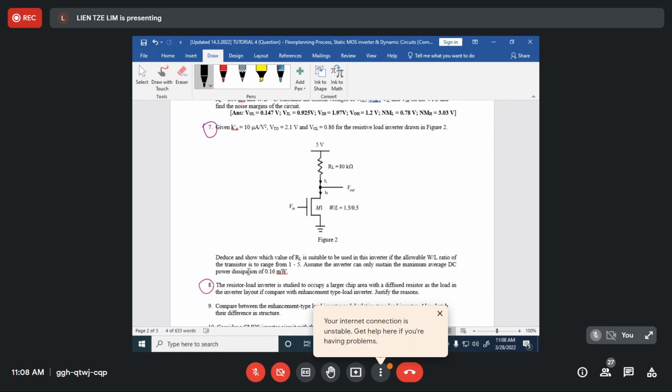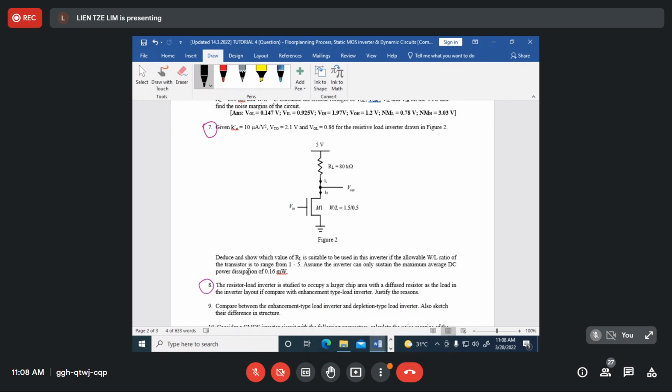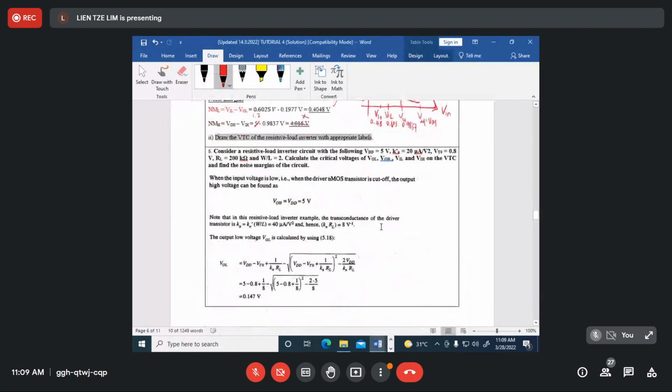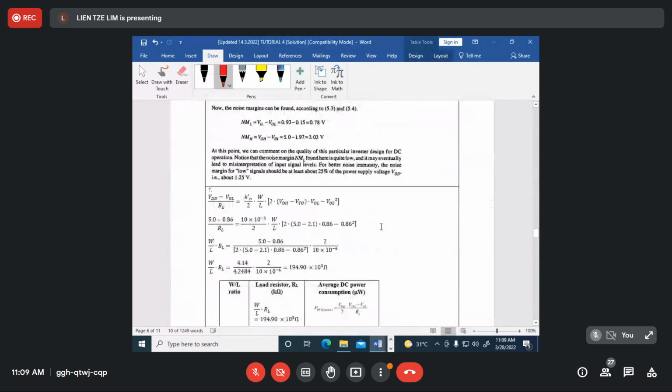For this one you have to check the lecture notes. A load resistance with a higher value will occupy a larger area. Later I will show how to determine this. For question 7, I see that some of you got the answer, just that you don't know whether your answer is correct or not. So I will straight away show the answer here.